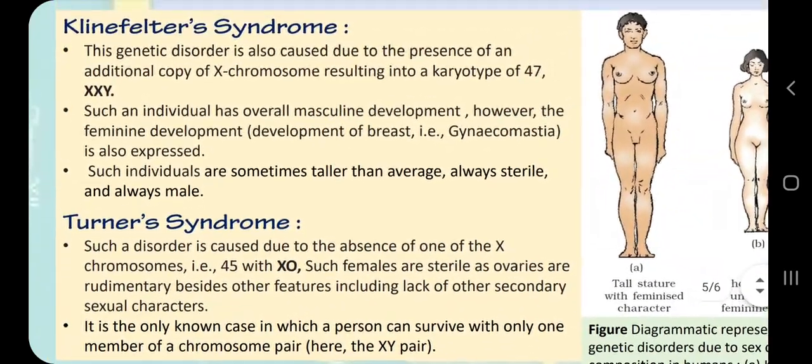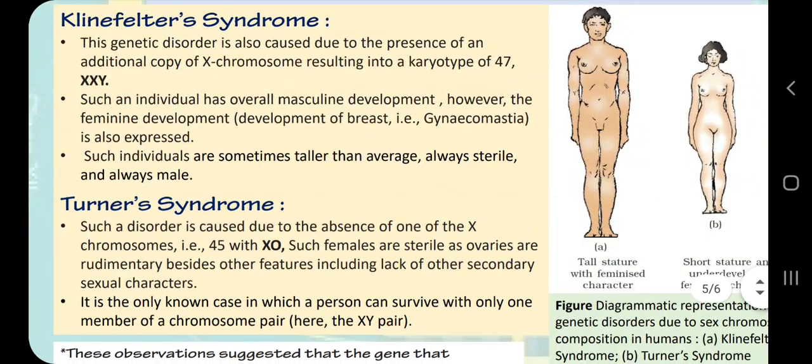So here you need to remember the characters, the abnormalities as such, by associating them with diagrams which I have taken as they are from our NCERT textbook.